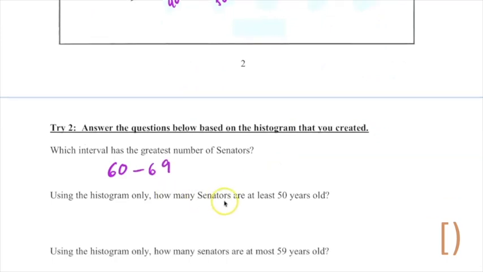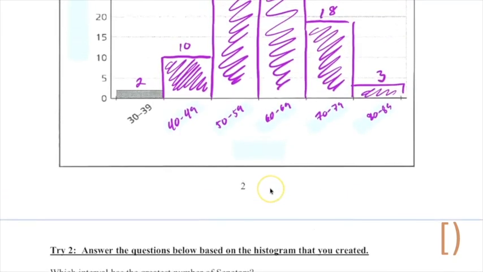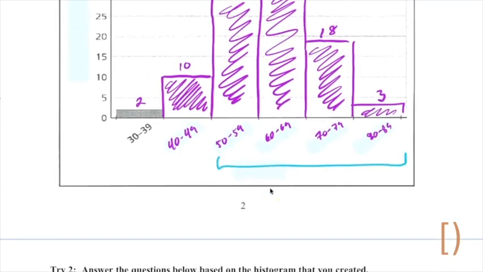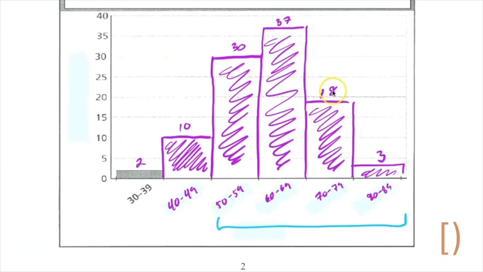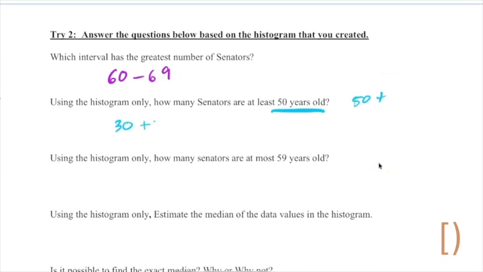Using the histogram, how many senators are at least 50 years old? At least means I want, like, at least 2 cookies. That's the lowest. So 50 plus. So that's going to be from here to here. We're going to add 30 plus 37 plus 18 plus 3. That should be 88 senators.